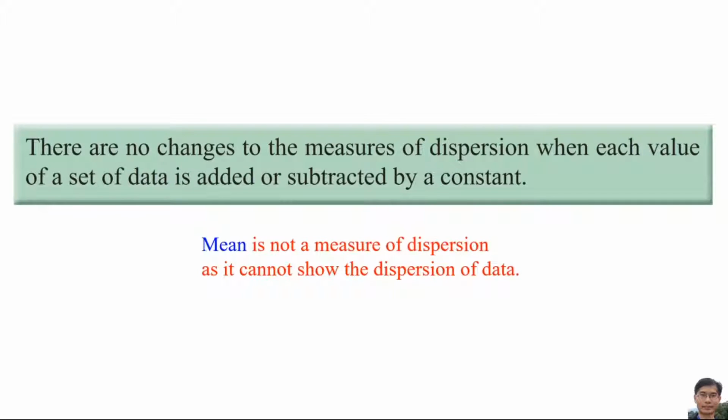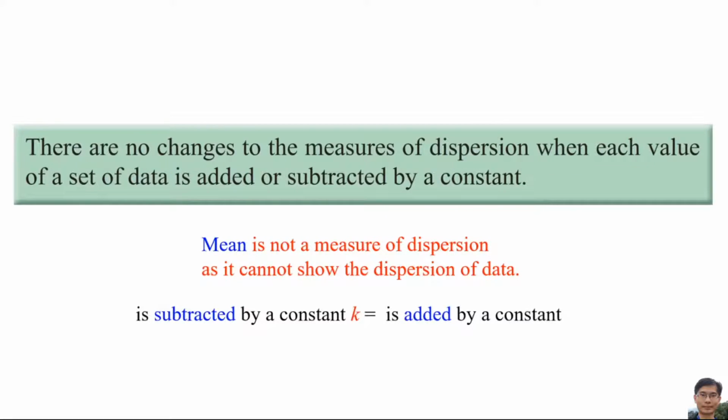A measure of dispersion cannot show the dispersion of data. Subtracted by a constant k is equal to added by a constant negative k.